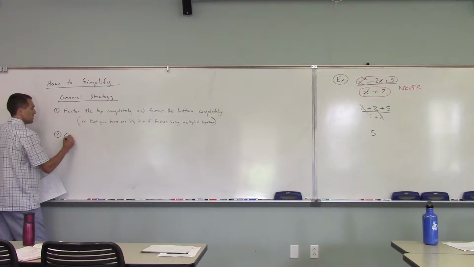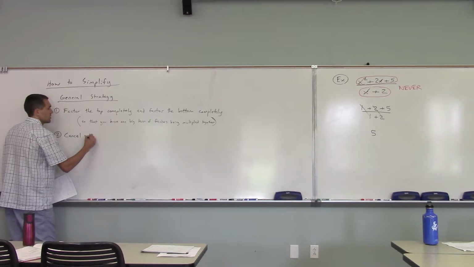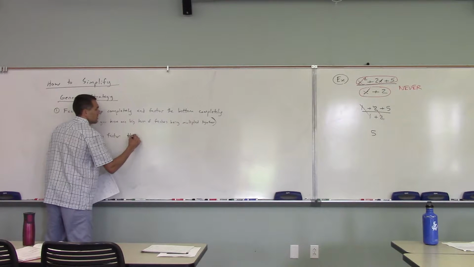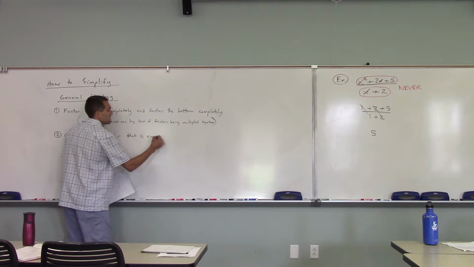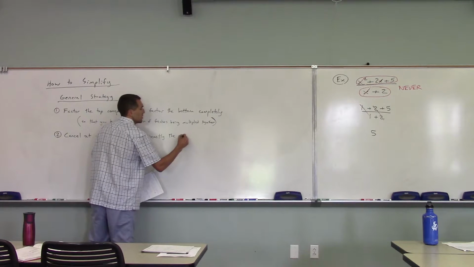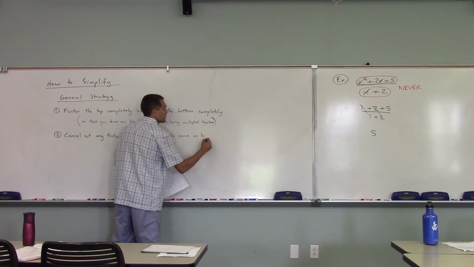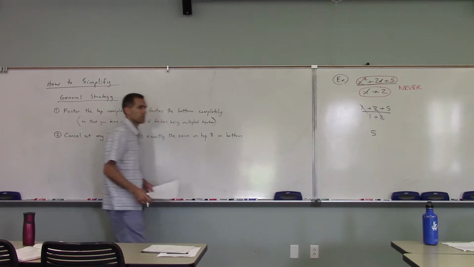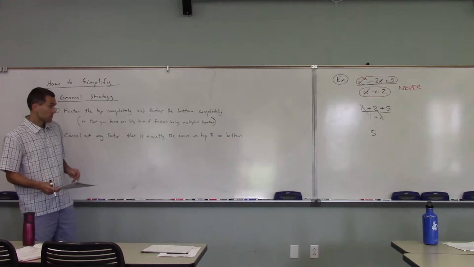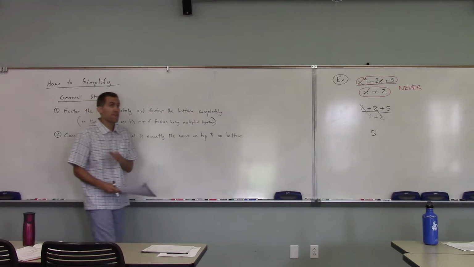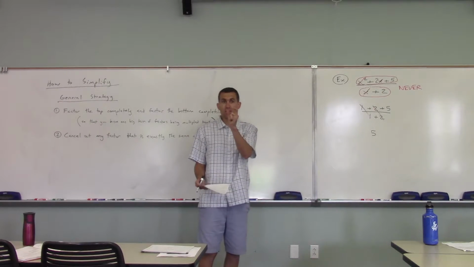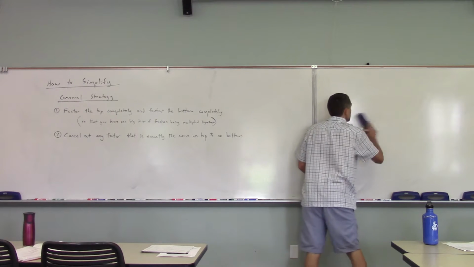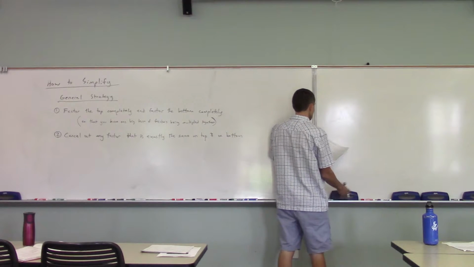Second step, cancel out any factor that is exactly the same on top and on bottom, okay? So it's a 2-step strategy. Factor everything, and if you see the exact same factor on top and the exact same factor on bottom, you cancel it, okay? So here's a good example of what I mean, okay?